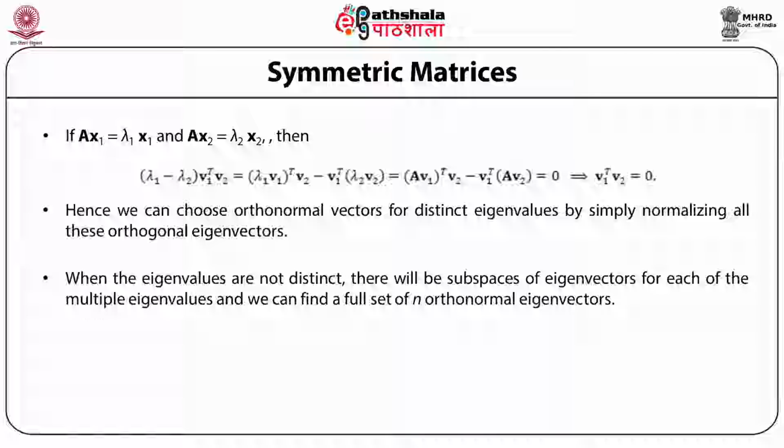When the eigenvalues are not distinct, there will be subspaces of eigenvectors for each of the multiple eigenvalues, and we can find a full set of n orthonormal eigenvectors.